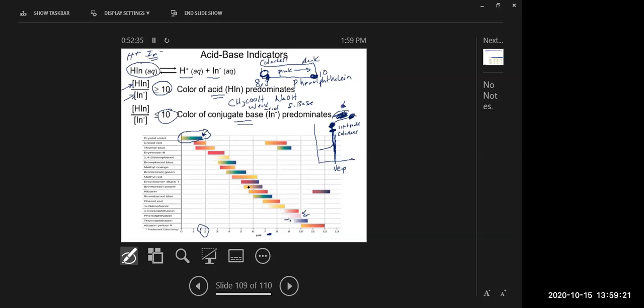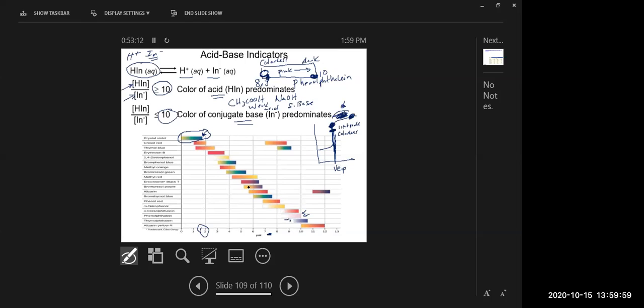So there's really two factors when choosing a good indicator. One, it should actually change colors near your equivalence point. And two, you need to be able to see that color change for you to stop your titration. So something like phenolphthalein is good for a basic pH at the equivalence point, but it might not be so great for something that is acidic at the equivalence point. You would want to use a different indicator.